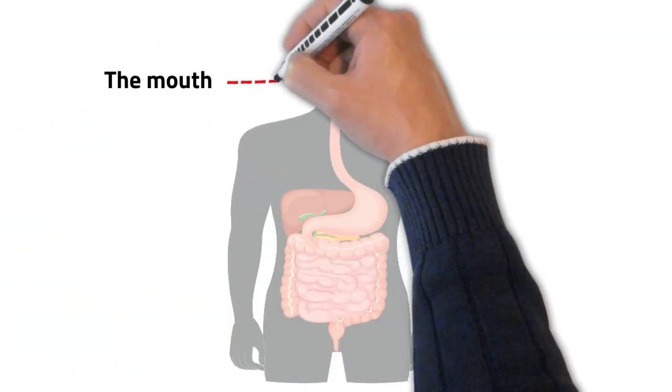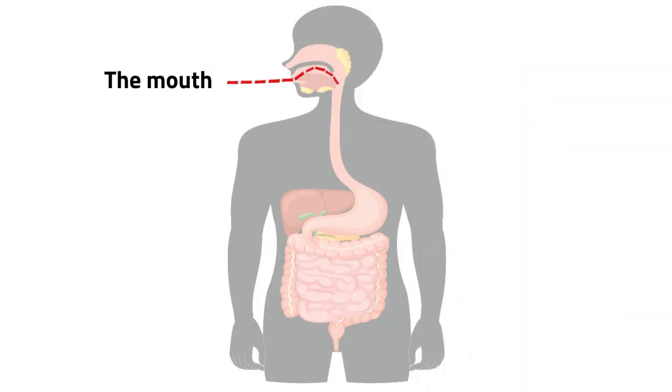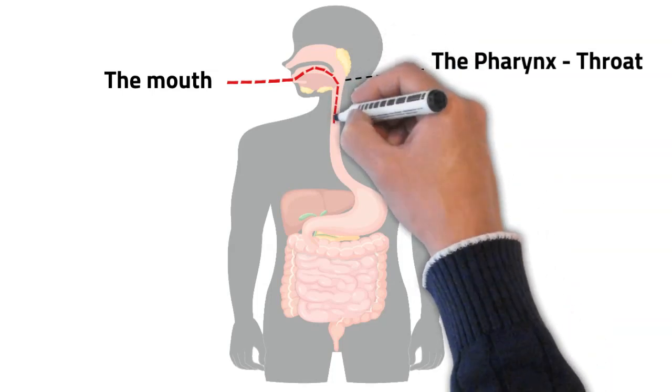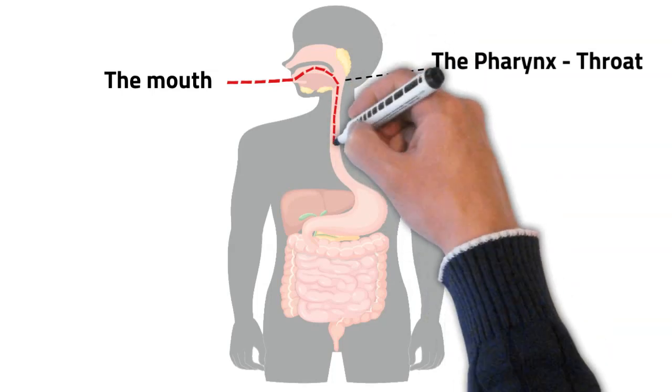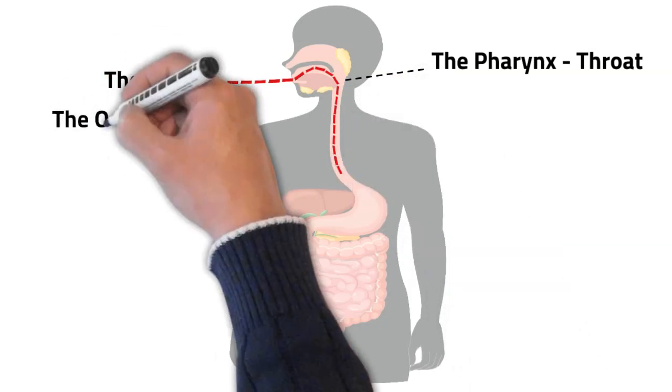The mouth is the oral cavity where the food starts its journey. The food travels through the mouth into the pharynx, and the pharynx is a Greek word meaning throat, by the way. The pharynx, or throat, is part of the respiratory system and digestive system. It carries air, food, and fluid down from the nose and mouth.